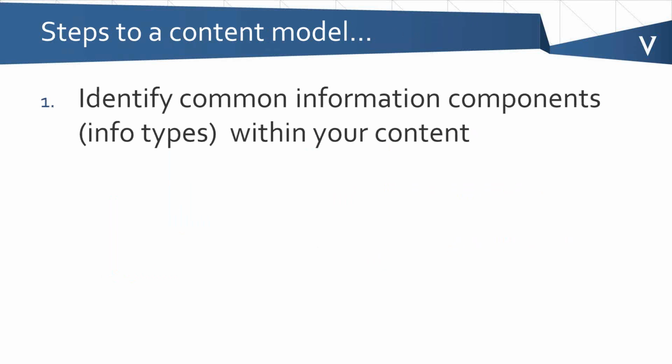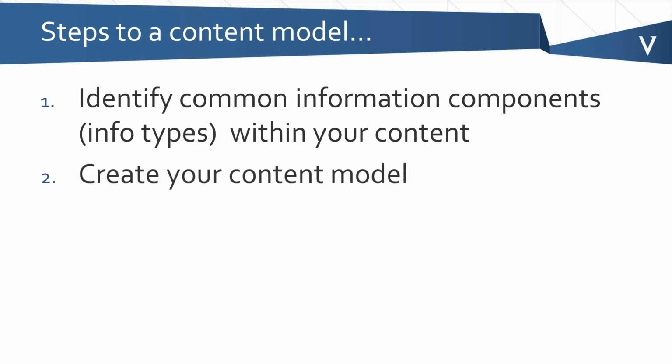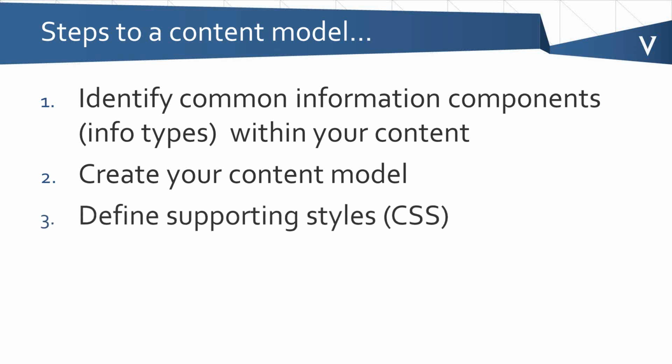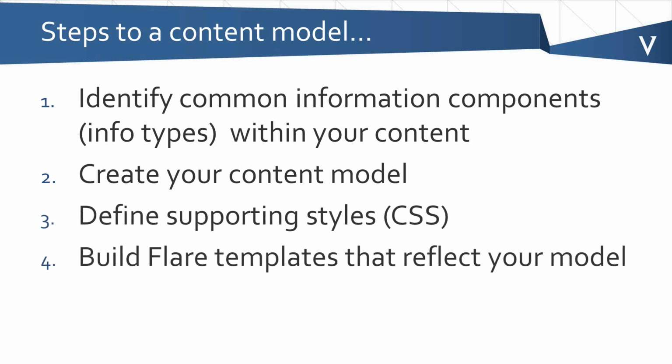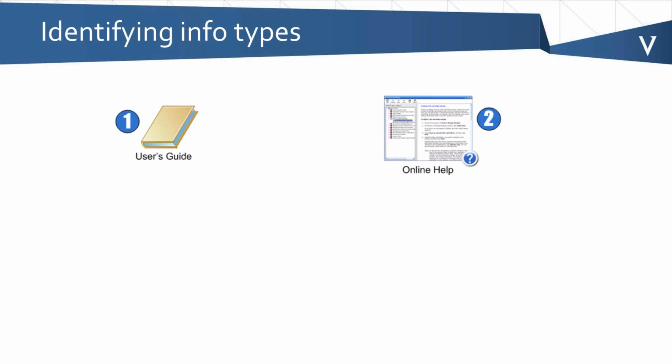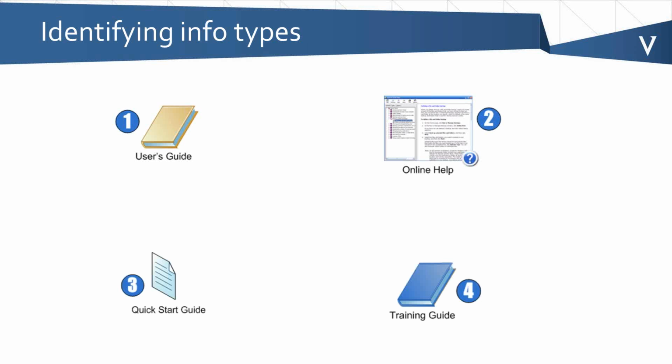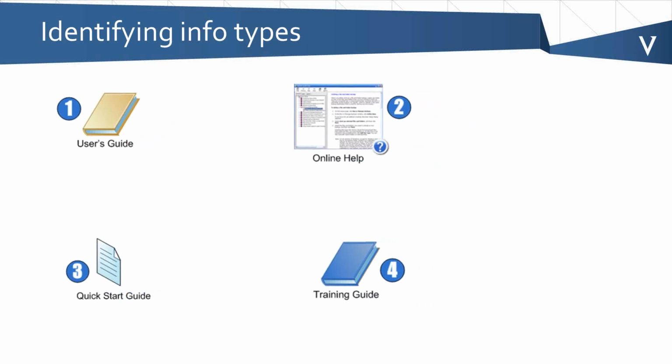So when you're designing a content model, I'm going to walk through this kind of quickly, but basically you just identify what your common information components are that are found in your content, sometimes called information types. You create your content model, define what those different information types are that make up your larger model, define your supporting styles, how that information is going to be presented, and then you would build your templates that reflect that model.